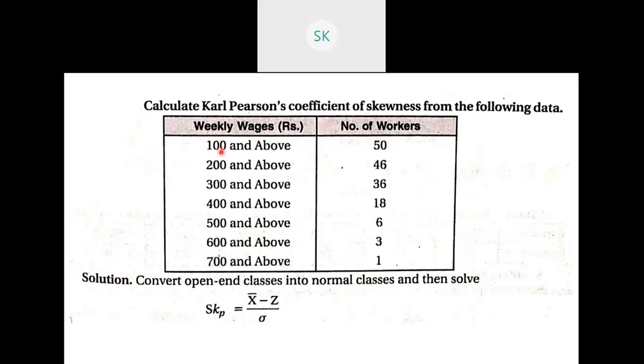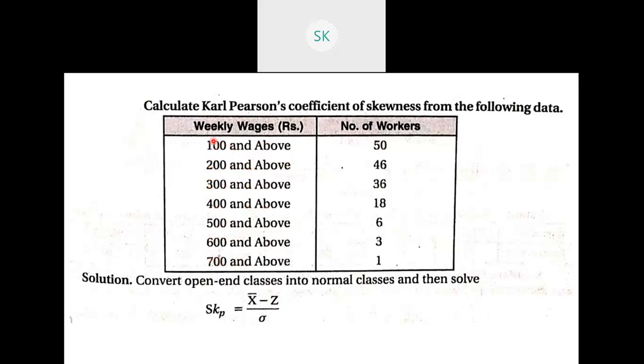Weekly wages, it starts from 100 and above. 100 and above means you will have to start from 100 and then see what is the other number. The next number is 200 and above, which means from 100 to 200 you can take it as the first class interval. Then the second class interval will be 200 to 300, then again 300 to 400, 400 to 500, 500 to 600 and 600 to 700. So these will be the class intervals.